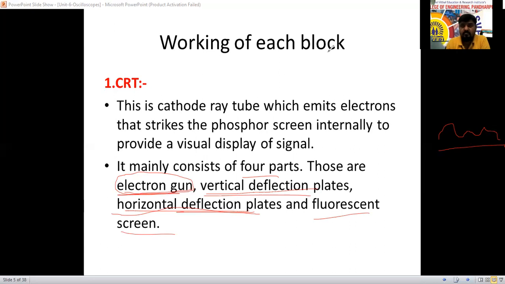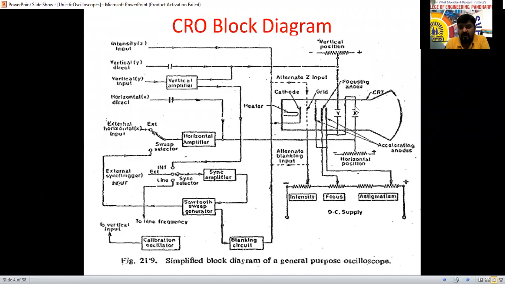See here, where it went. This is the CRT here now. This is the horizontal position, and this is the vertical position. See here, both are joined or not, you can check here now. It is joined here. Again, it is joined to the vertical position.